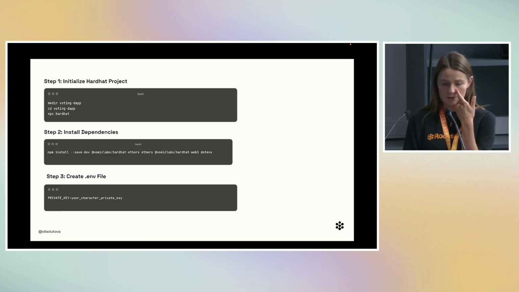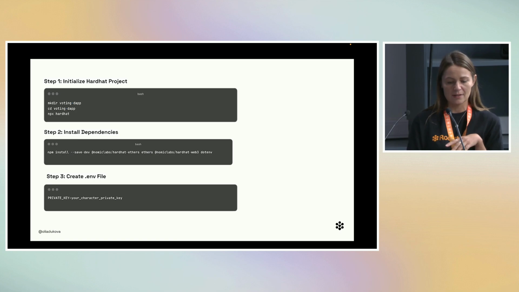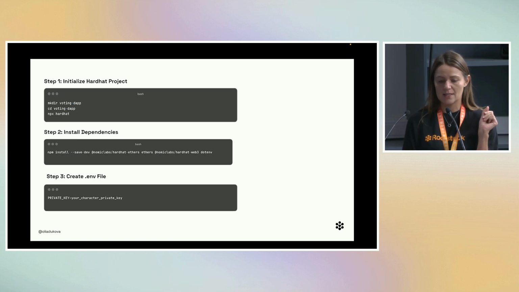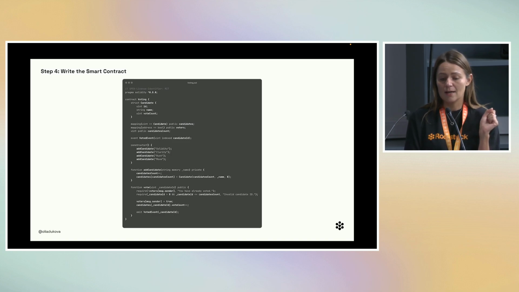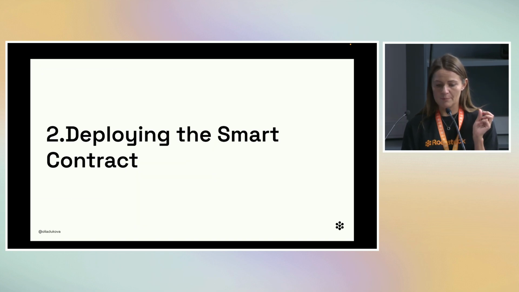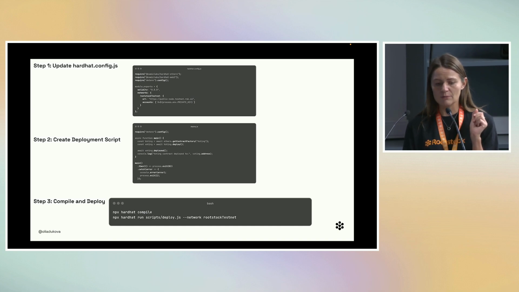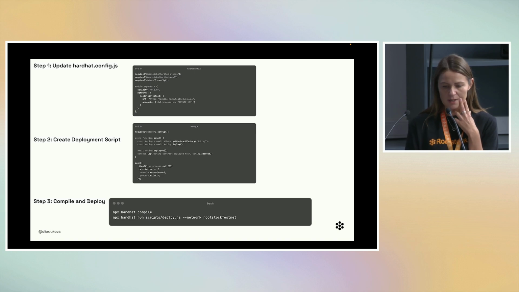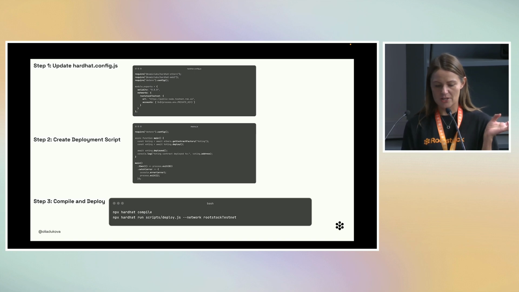So creating a smart contract, we initialize Hardhat projects, install dependencies, and then create a .env file where we store the private key. All pretty basic. Then a smart contract in Solidity. This is very basic. It just takes a vote for your favorite smart contract programming language. Then we update the Hardhat config file with a Rootstock URL, create a deployment script, and that's pretty much it. We compile and deploy, and it should work.